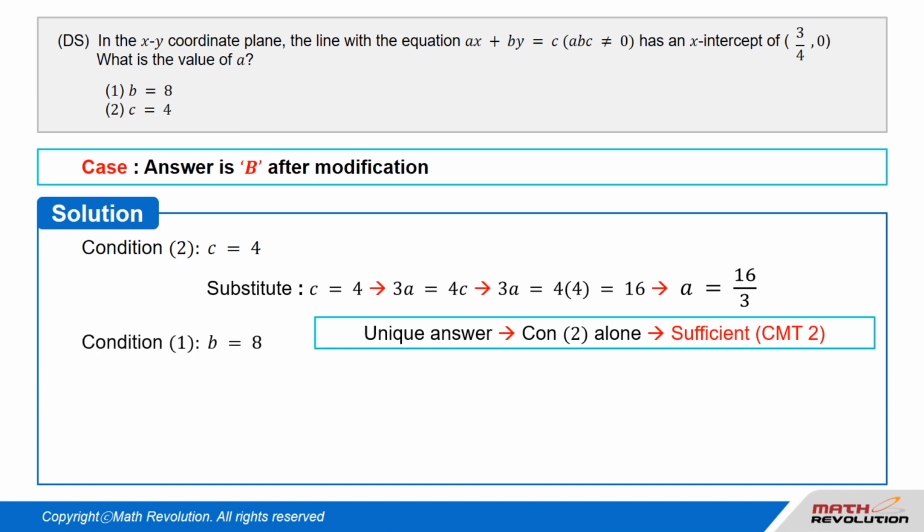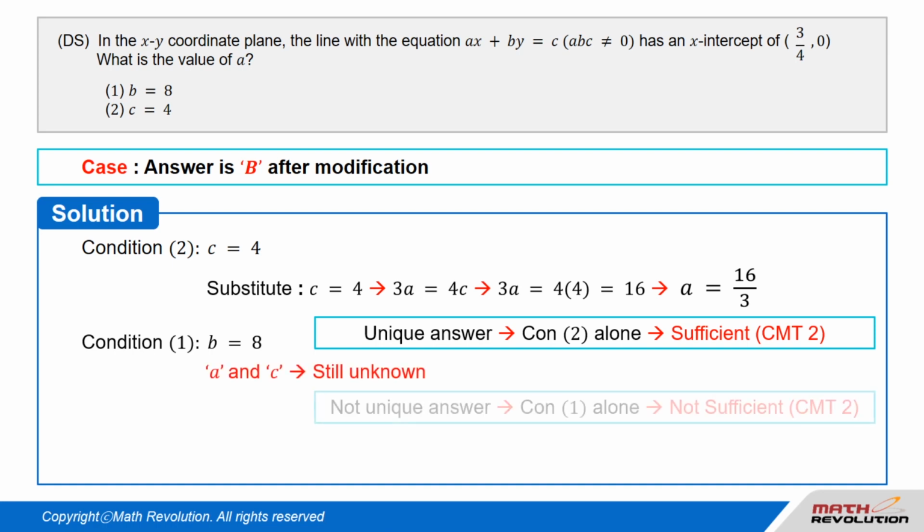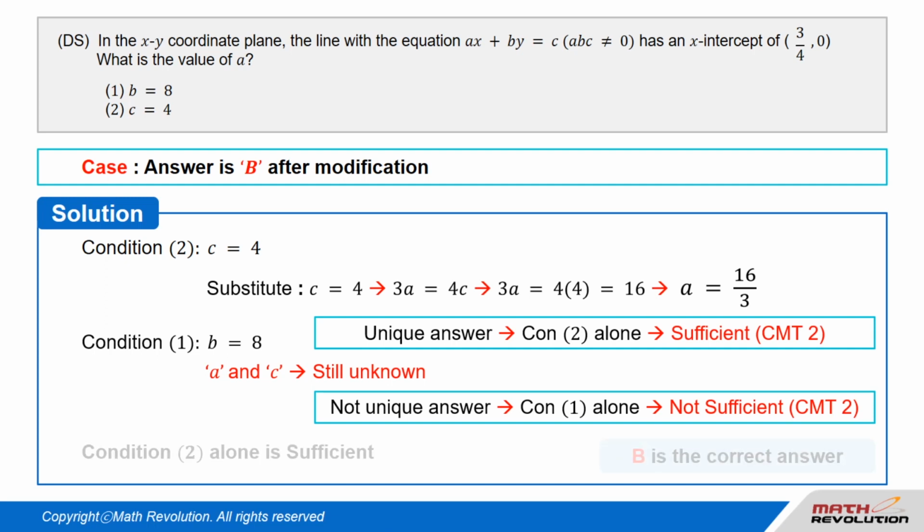Condition 1 tells us that b equals 8. But we do not know the value of a or c, so we will not get a unique value. So the condition is not sufficient by CMT 2, which means that the number of answers must be 1. Condition 2 alone is sufficient. So, B is the correct answer.